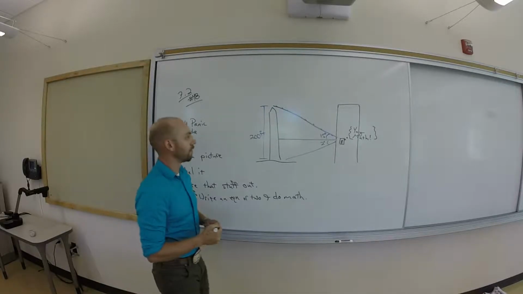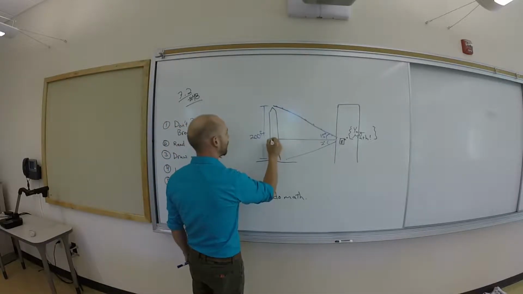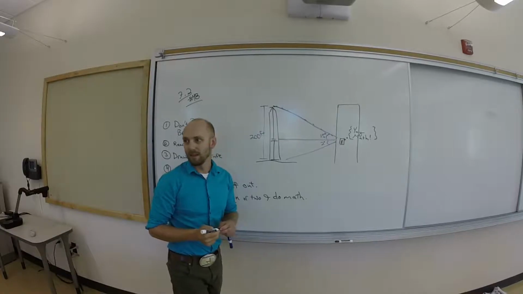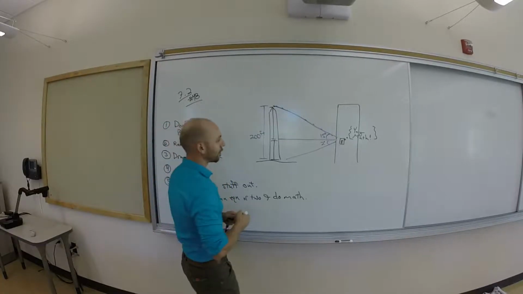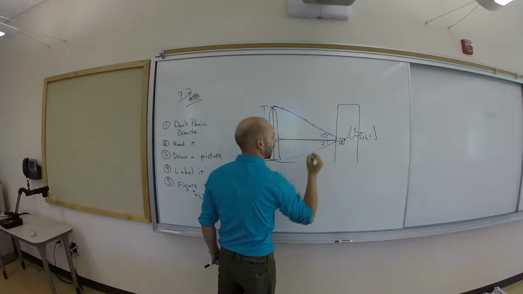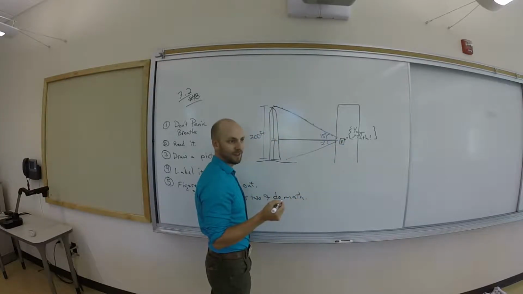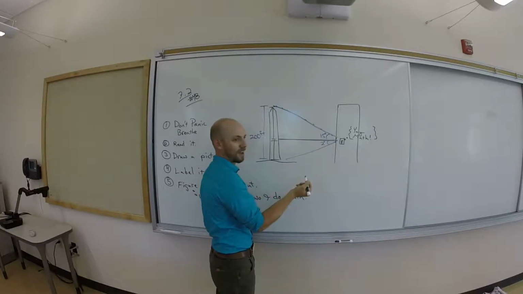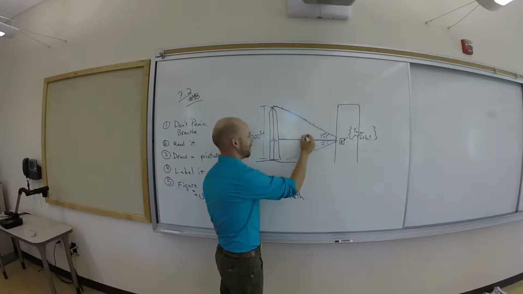It might be useful to you to split that 200 feet into a couple of pieces. What's the question asking? How far is the person from the monument? Yeah, so the question's asking for what's this distance here. You guys see that? So I'm going to call that D, maybe, for distance.